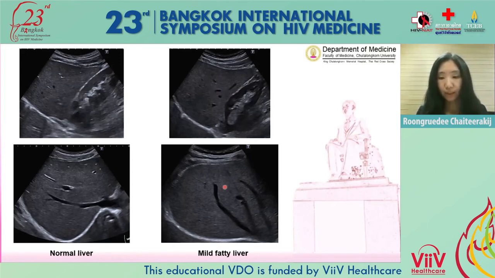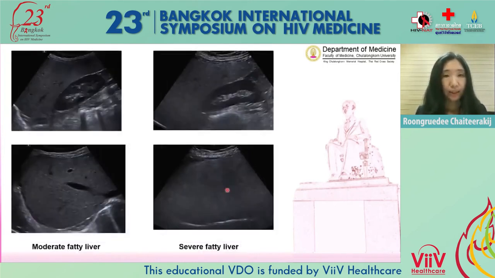And this is mild fatty liver. And this is moderate fatty liver, and this is severe fatty liver. So in severe fatty liver, it is very difficult to see other structures, for example, the vessels or even the diaphragm, by ultrasound.